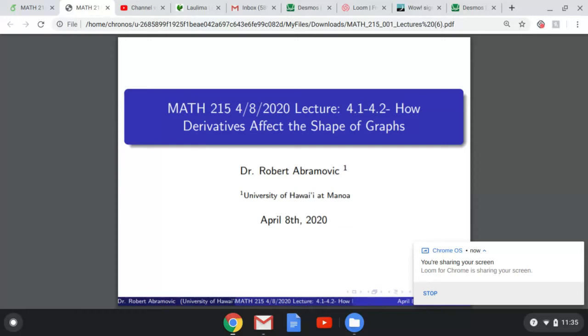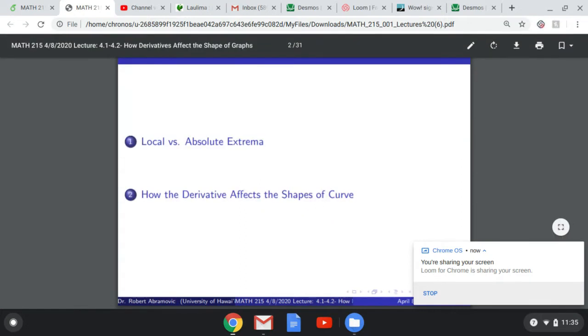And welcome to today's lecture, April 8th, 2020, on sections 4.1 to 4.2, how derivatives affect the shape of graphs. So we'll talk about local versus absolute extrema and how derivatives affect the shape of graphs. Extrema here means a local or an absolute maximum or minimum.